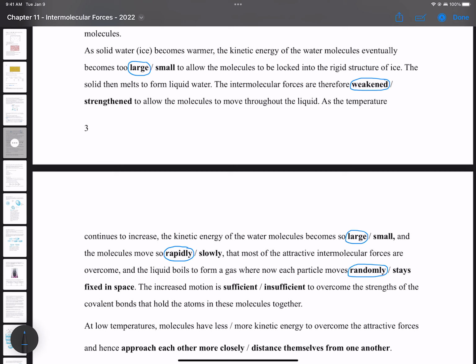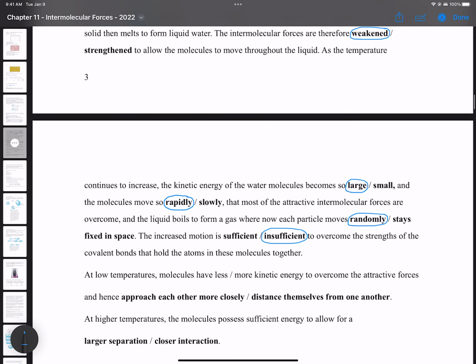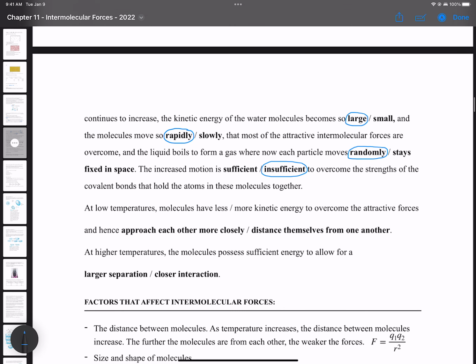However, is the increased motion sufficient to overcome the strength of the covalent bonds? Do we have enough energy to break the chemical bonds that hold the atoms together? We're going to say no. It's insufficient. When we go to the gas state, that's not enough energy to convert water into its elements, so it's not enough to break the bonds. Okay. All right, so now let's think of low temperatures. At low temperatures, molecules have less kinetic energy to overcome the attractive forces.